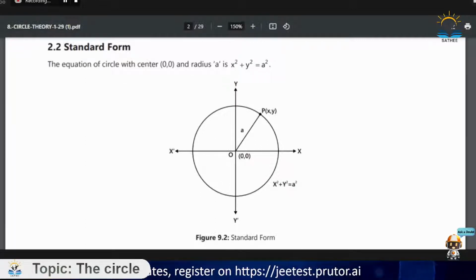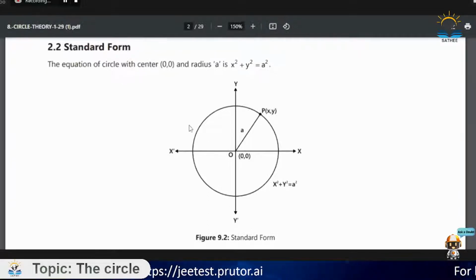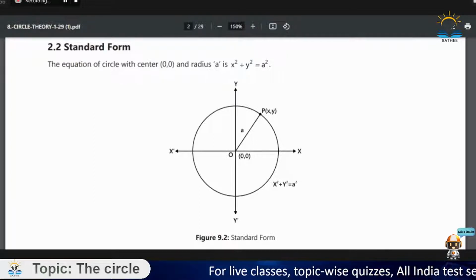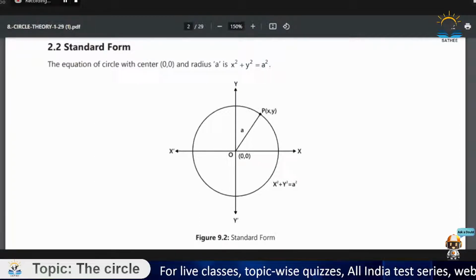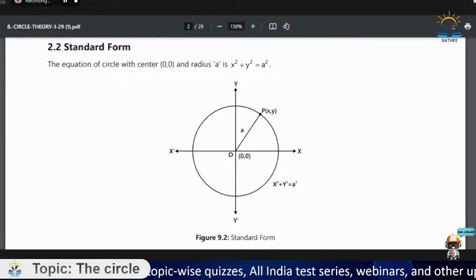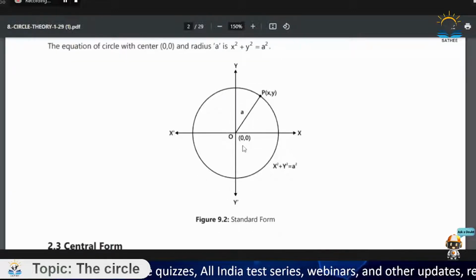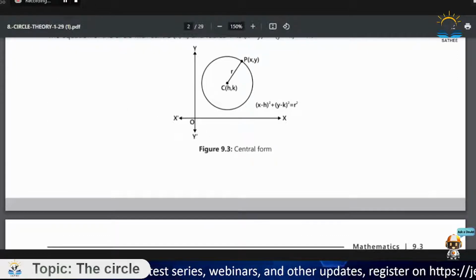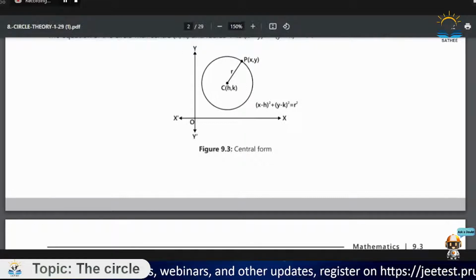Now comes the standard form of the circle. What does the standard form of a circle say? The standard form of the circle is x square plus y square is equal to a square, where the center for this equation is the origin 0 comma 0, and a is the radius. Now this can also be written as x minus h whole square plus y minus k whole square is equal to a square. For that, the center of the circle would become h comma k, which is an arbitrary point in the plane. So the equation for this circle is x minus h whole square plus y minus k whole square is equal to r square.